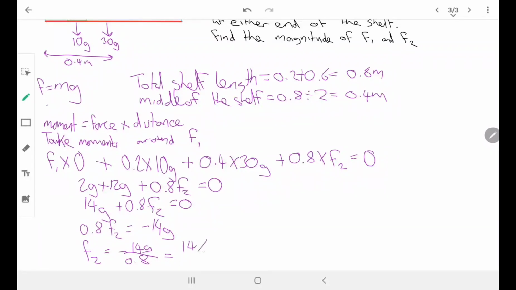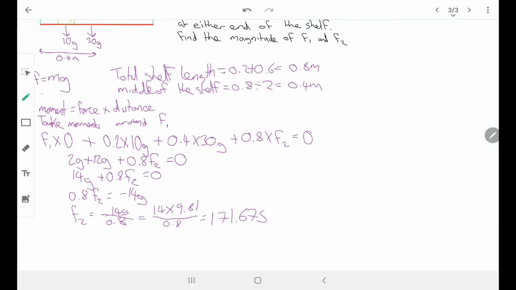you get 14 times 9.81 over 0.8, which is 171.675. And I have had that prepared in a calculator just before. This is like the third attempt at doing this without fluffing the wordings. So, and that's in newtons.